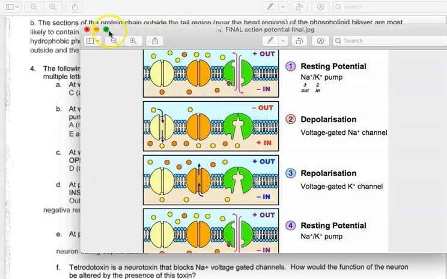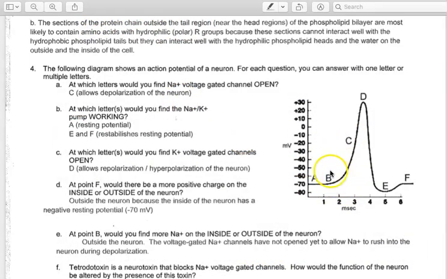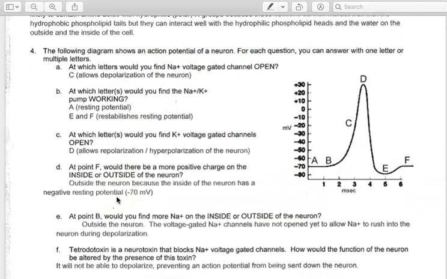So if you want to look at that in this diagram, here you would have your resting potential, sodium potassium pump. Here you would have your sodium voltage gated channels open. Here you would have your potassium voltage gated channels open. And here you would have once more your pump working to get that resting potential of minus 70. So hopefully that makes sense with all of these questions.